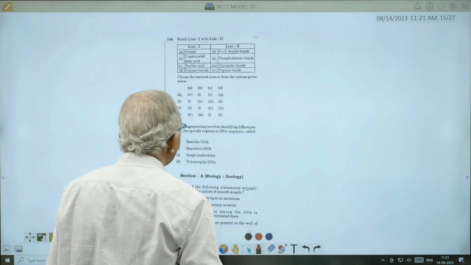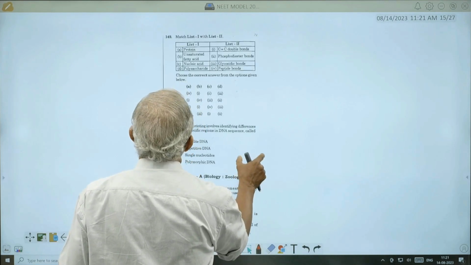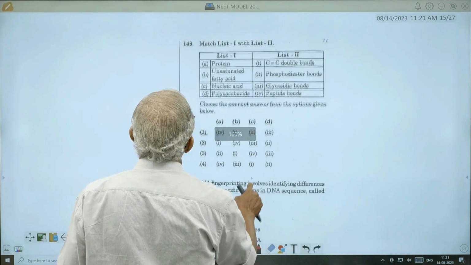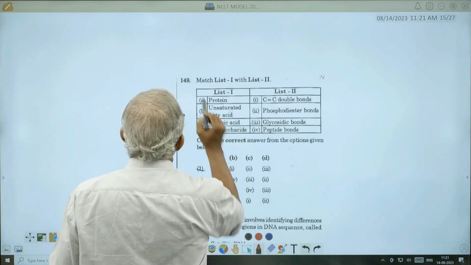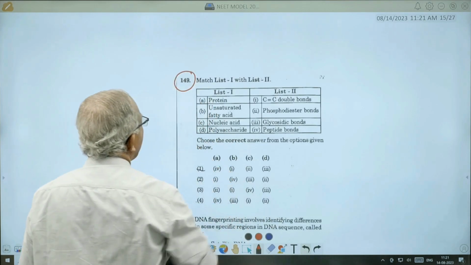Next page, one question is from the botany side. Then question number 149.